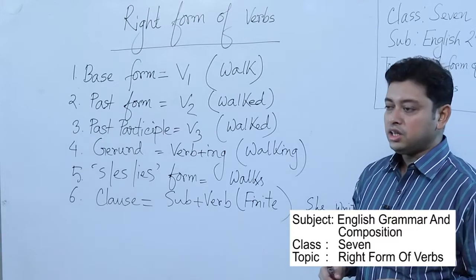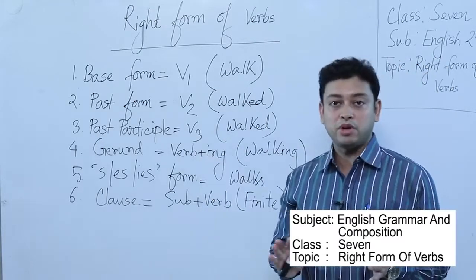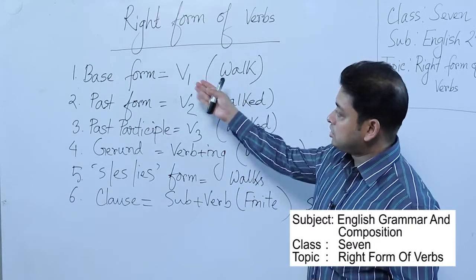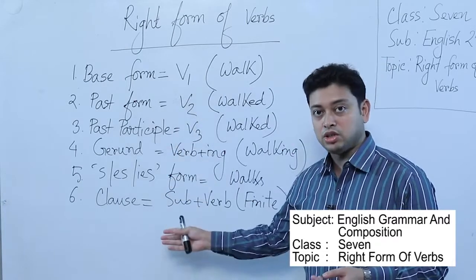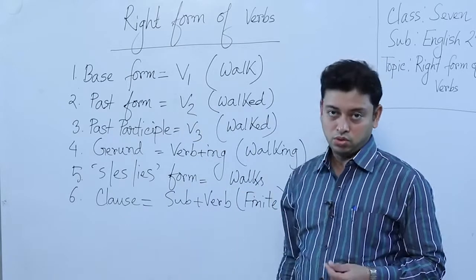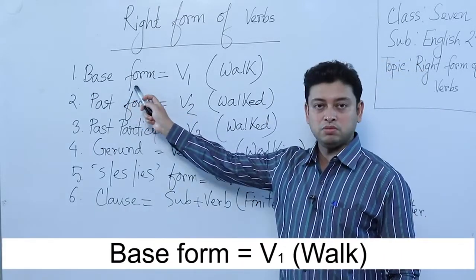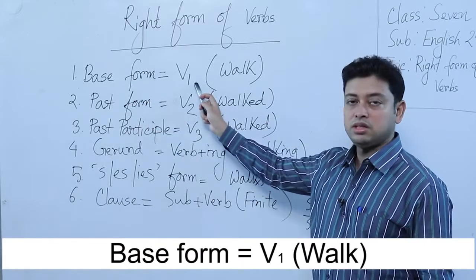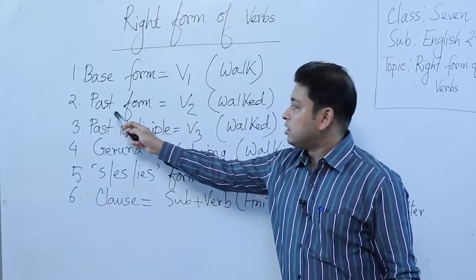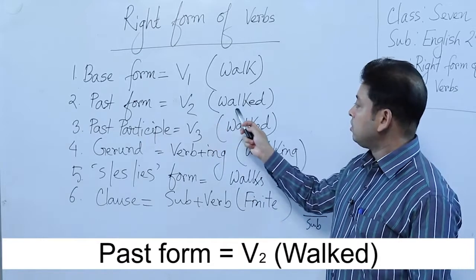Now before I begin, I would like to draw your kind attention to these things. I know you have got some ideas about it, but to remind you again, I am writing these things so that you will understand it better when I discuss the rules. Number one thing that I have written here is the base form. We know the base form is the V1, work, this is the base form. Number 2 is past form, V2, worked.